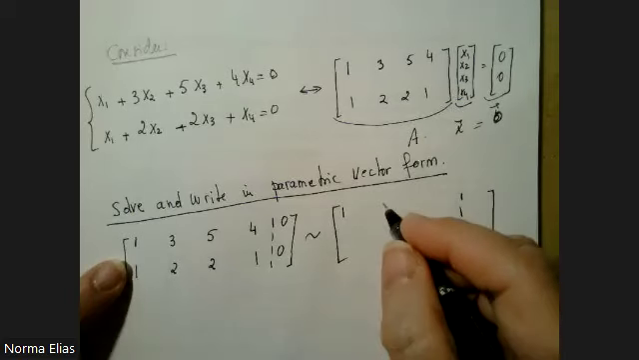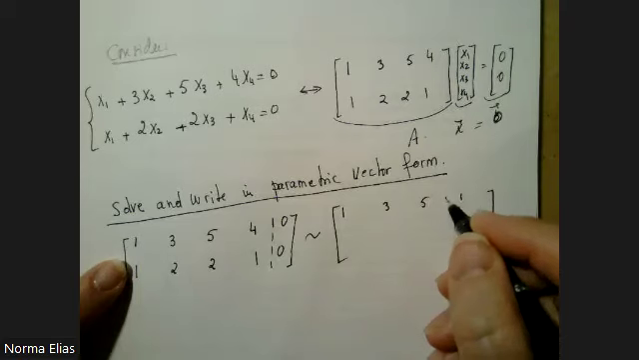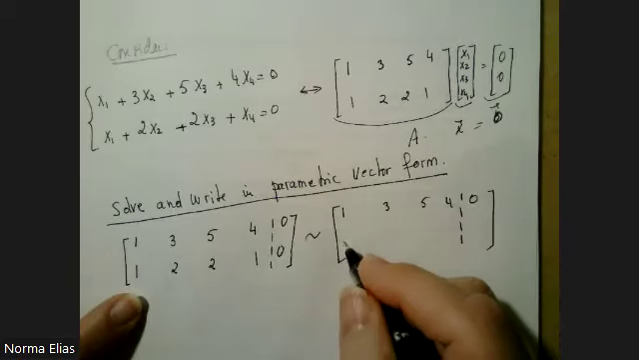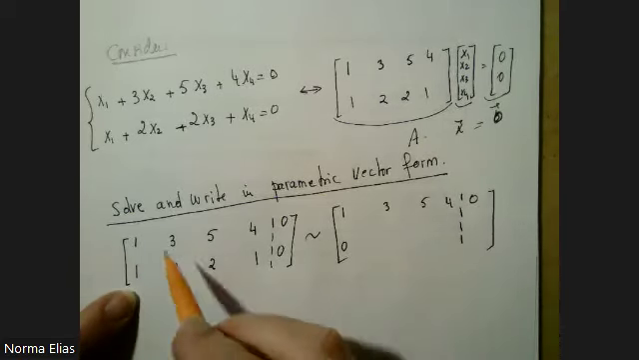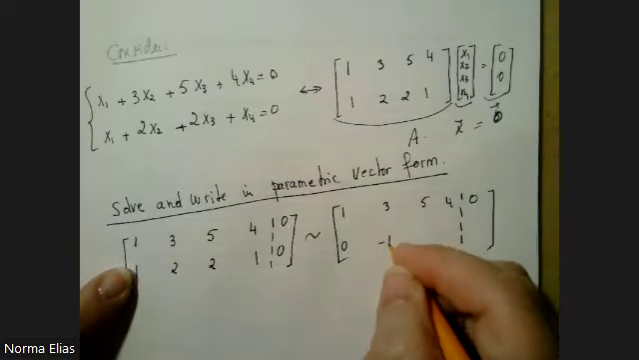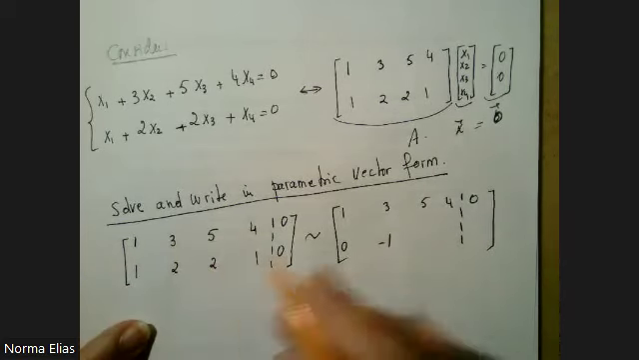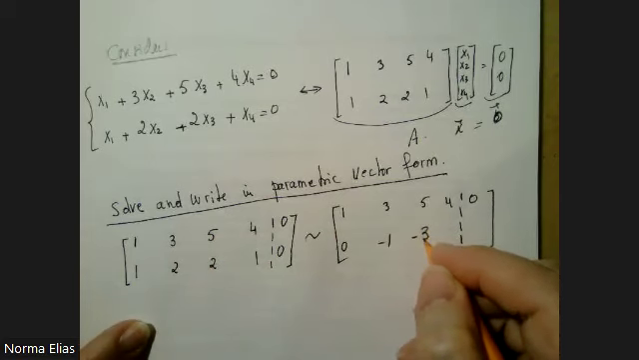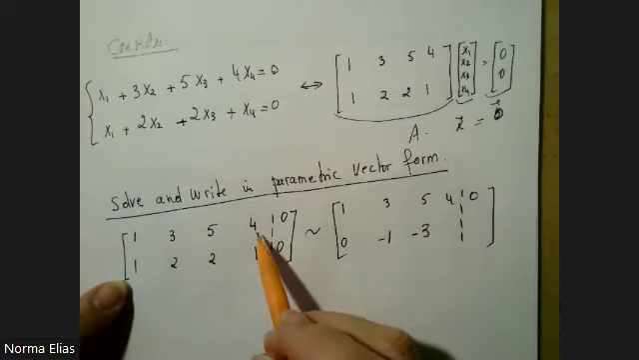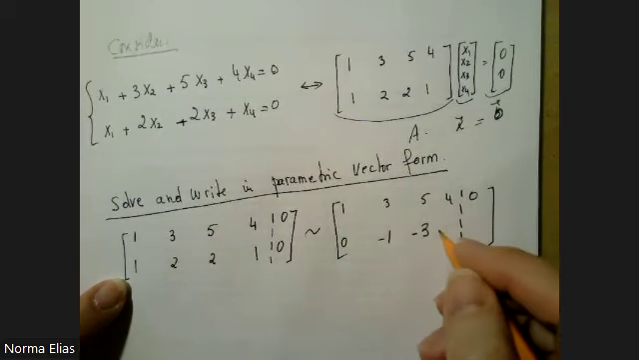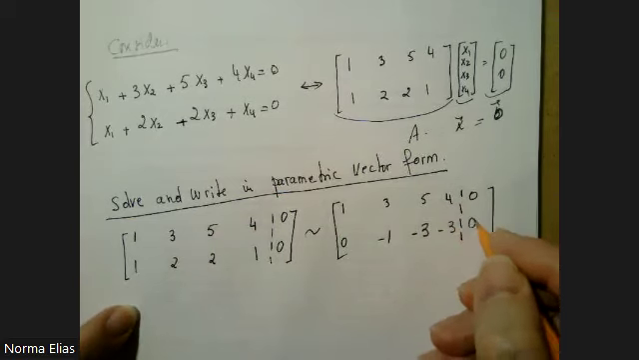So 1, 3, 5, 4, 0. Minus 1 plus 1 is 0. Minus 3 plus 2, it's a minus 1. Minus 5 plus 2, minus 3. Please watch my computation, I make mistakes at this stage. Minus 4 plus 1, that's a minus 3. And this is a 0.